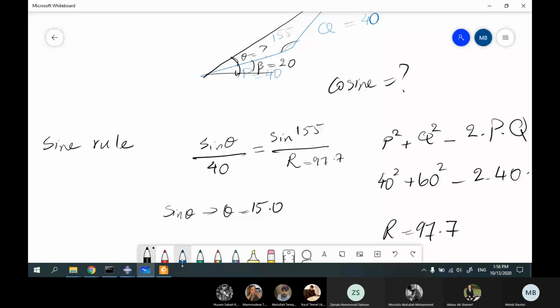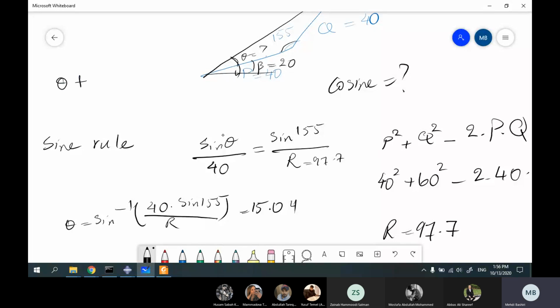Theta is, I think you all know that, theta is equal to sine inverse of 40 dot sine of 155 divided by R. It's equal to 15.4. So what is the total angle? Theta plus beta. Theta is 15, beta is 20, it's given. 35.